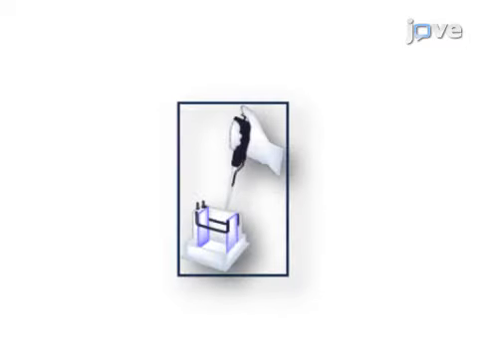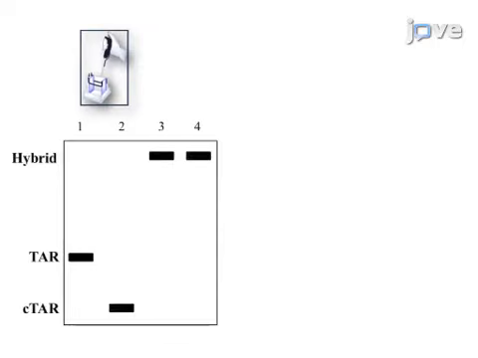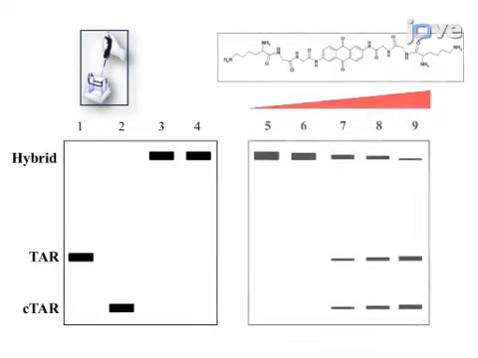The outcome of the reaction is analyzed by standard polyacrylamide gel electrophoresis. TAR and CTAR have different mobility in the gel compared to the hybrid. Increasing concentrations of threading intercalator leads to the decrease of the hybrid in parallel with the appearance of free TAR and CTAR.